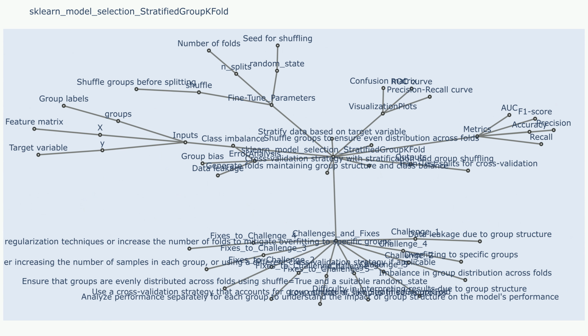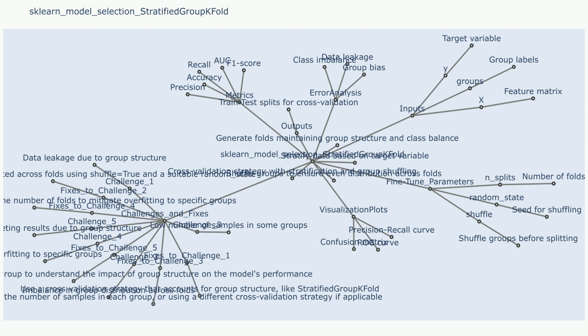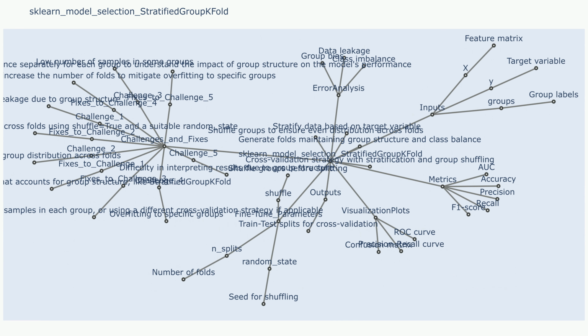Challenges and fixes. Challenge 1: imbalanced groups. If the groups are imbalanced, i.e., some groups have significantly more samples than others, the folds may not be representative of the overall data distribution.